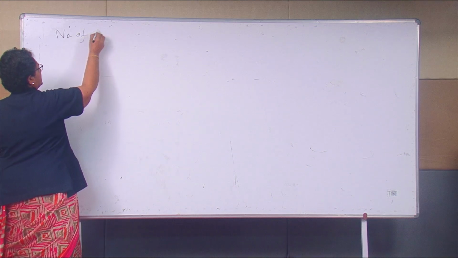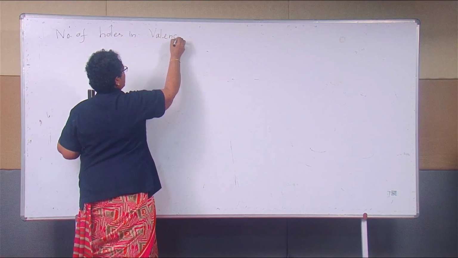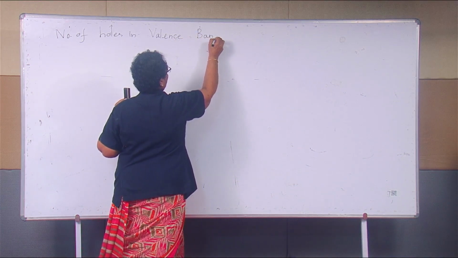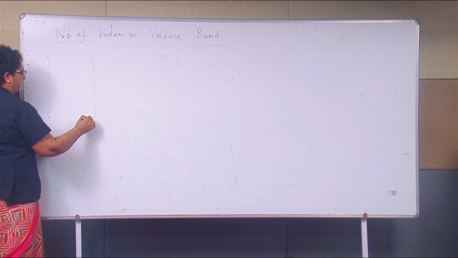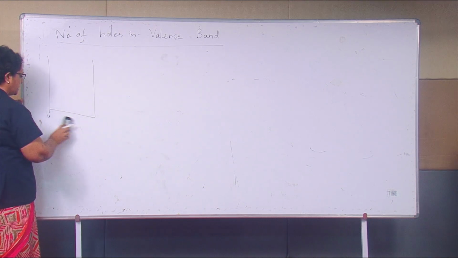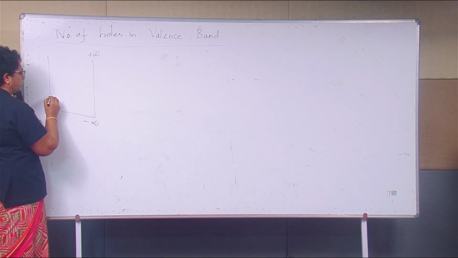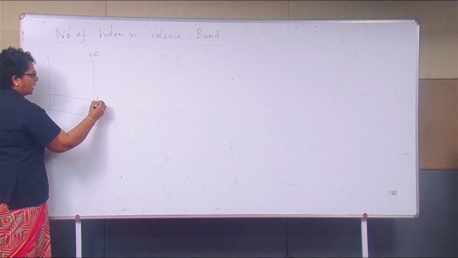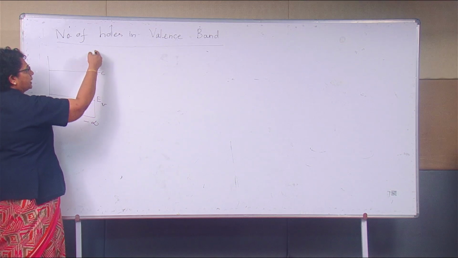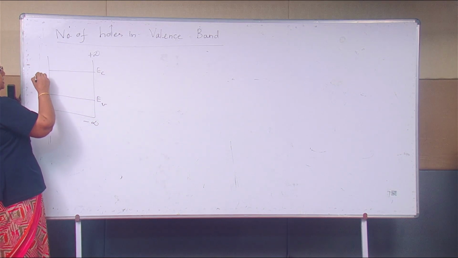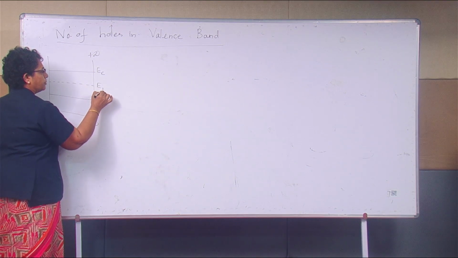So the next title is number of holes in valence band, or it can also be said as density of holes in valence band. The same diagram, no need for you to draw it, but for our understanding I am drawing it once again. So this is minus infinity to plus infinity, the bottom band will be the valence band, and this will be the end of the valence band, and this is the beginning of the conduction band, and the limit is plus infinity. These are the various energy levels, and EF will be exactly present at the midpoint.